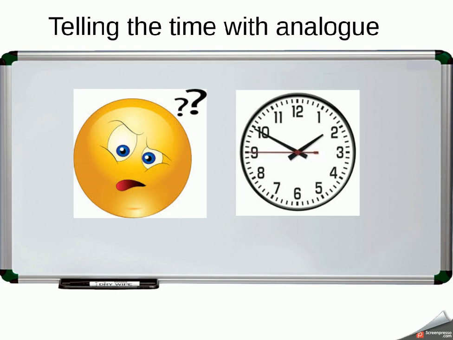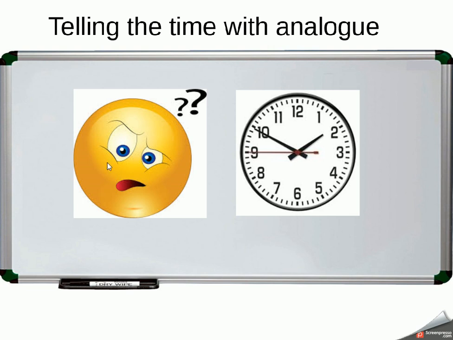So as well as the easier 24-hour time where we simply read the hours on one side and the minutes on the other side of the dot or colon, we also have to be able to read with an analog clock, and it's a little bit trickier. So how do we go about doing it?